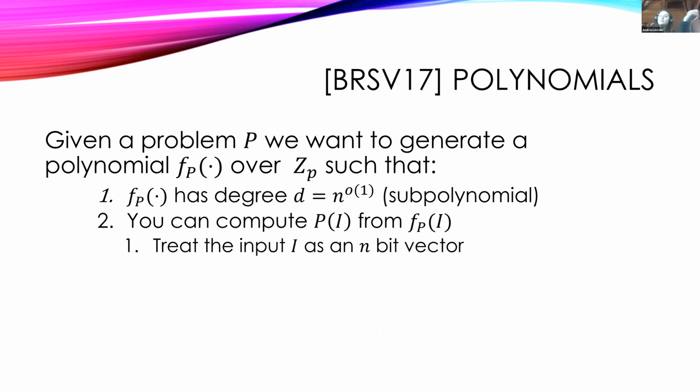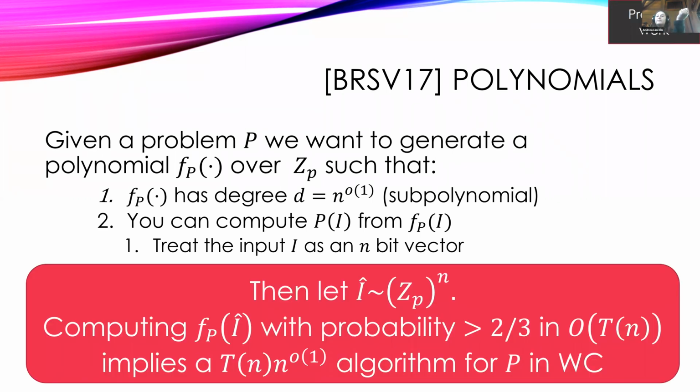So this is the kind of polynomial that they generate. And what they're able to show is if you're drawing a different kind of input, an I hat, instead of from 0, 1 to the n, it's being drawn from this finite field, like every element IID, then computing FP, or in our specific case, FOV, over this random input with significantly high probability in some given time implies an algorithm in that time for our original problem.